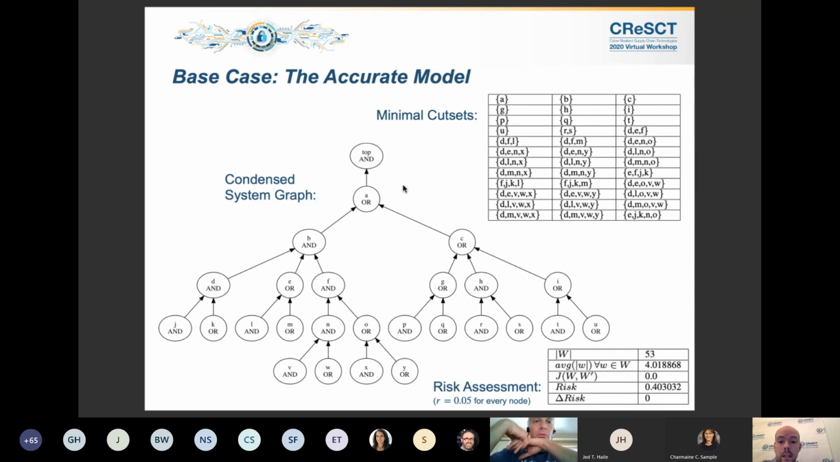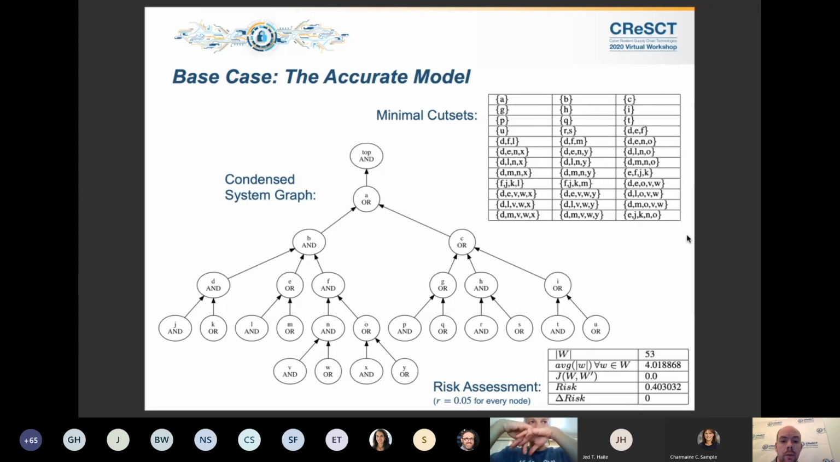There are a lot of cut sets in this system: 53 minimal cut sets. I've listed some of them here on the right. Now, we also have to provide probability values for the compromise of each node. For the base case, we just set all of them to a probability of 0.05. Using our risk calculation procedure, we come up with a systemic risk of 40% in this system.